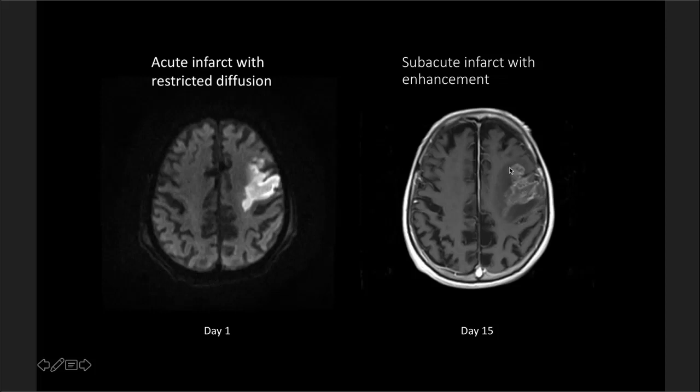But if we compare it to the diffusion image on day 1, we can see that this tissue that's enhancing is exactly the tissue that was infarcted. So we know that this is a subacute infarct, and it has heterogeneous enhancement. So if you're ever worried that something might be a subacute infarct, what you can do is get a follow-up scan in about 1 month, and the enhancement in the tumor should resolve.